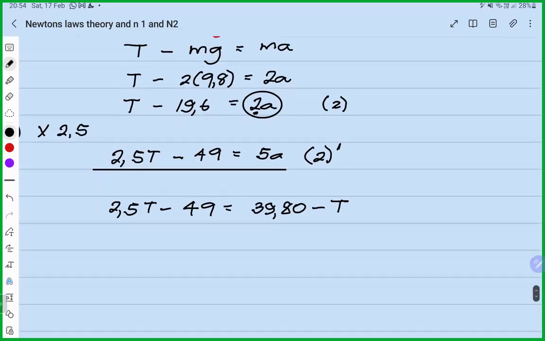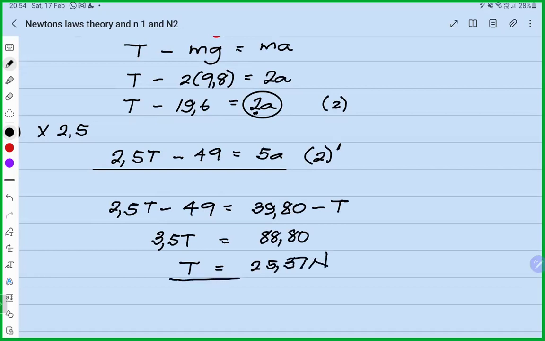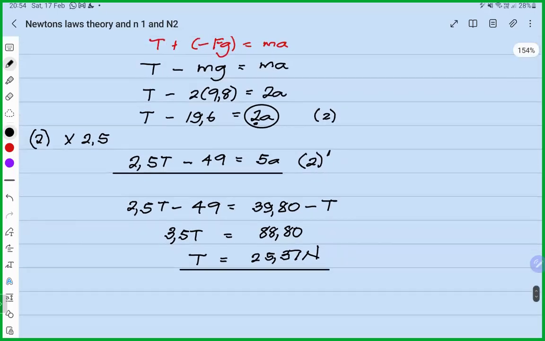2.5t plus 1t is 3.5t. 39.80 plus 49 is 88.8. Divide both sides by 3.5 and you got your answer for t: 25.37. This is not as hard as it gets for the hanging mass.